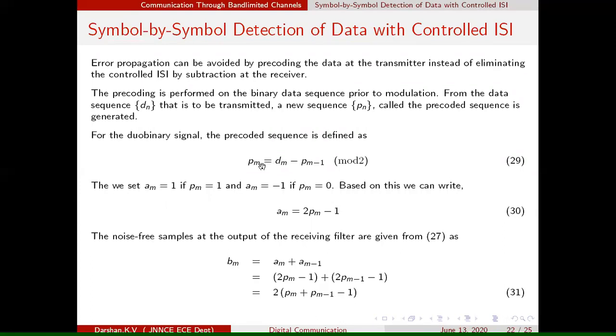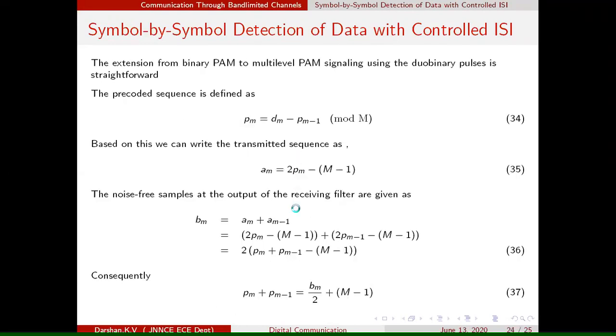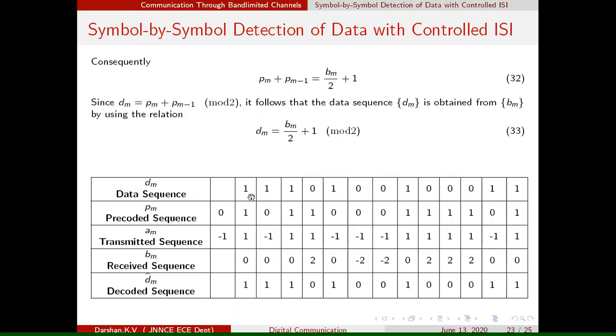Initially, what was the procedure? The procedure is very simple. Let me take this example only. You have the data sequence. On this data sequence we will perform the pre-coding operation. How has pre-coding been done? We will perform a binary subtraction. How?